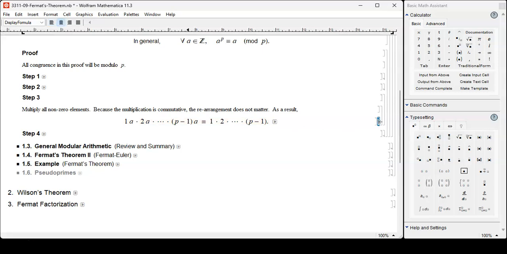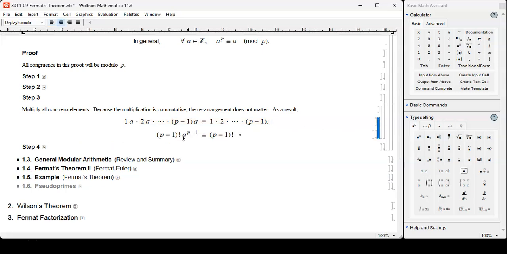Consequently, we get (P minus 1) factorial times a to the P minus 1 power is congruent to (P minus 1) factorial. All right? Now, can we cross out (P minus 1) factorial? The answer is yes, we can, because (P minus 1) factorial consists of the factors 1, 2, 3, 4 up to P minus 1, and none of them is congruent to 0 mod P.